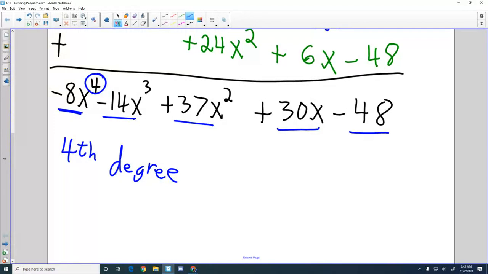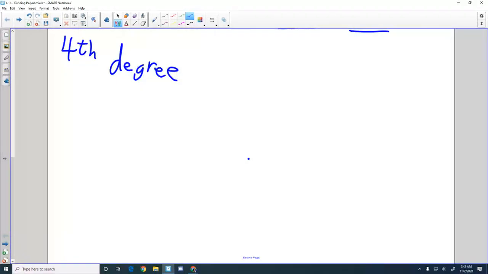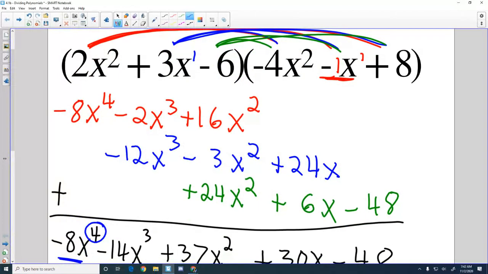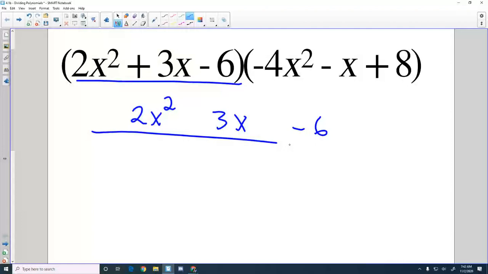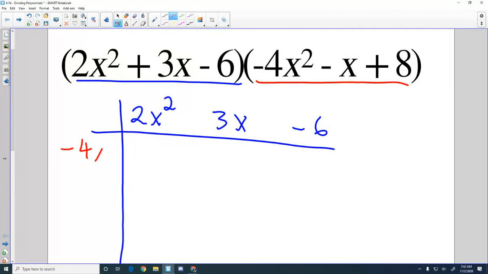I know online on the Delta Math assignment, they show a different method where you take like a box. Did anyone else use that method or make the box? Okay, a couple of you use that. That's awesome. Basically, the way that method works is you take each term of one polynomial, like the 2x squared, the 3x, and the -6. So that's all from this first polynomial along the top. And then you do every term from the second polynomial along the side, like -4x squared, -x, and 8.